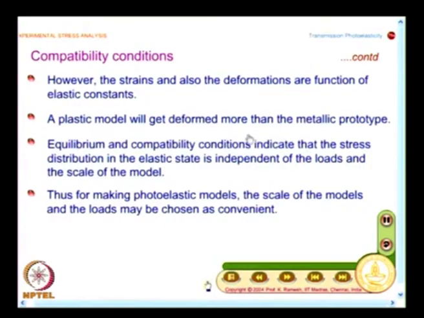The first and foremost advantage from elasticity equations is that the stress distribution is independent of the loads and the scale of the model, when we look at in plane problems with body force remaining constant.